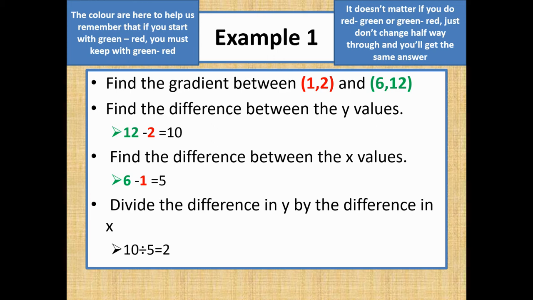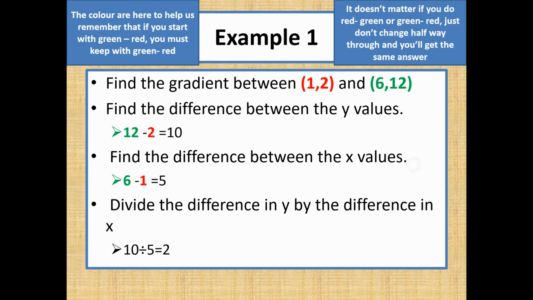We can actually double check. If we do it the other way around, we would get the same gradient. So if we do the difference in y, doing it the other way around, 2 minus 12 is minus 10, okay? And the x value is 1 minus 6, which is minus 5. Minus 10 divided by minus 5 would give you a positive gradient of 2, because negative divided by negative is positive, okay?